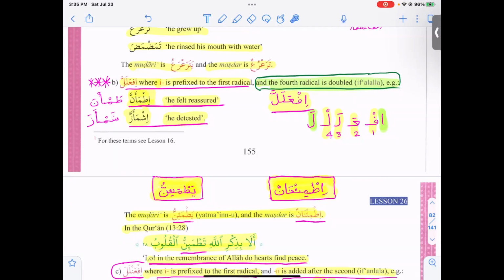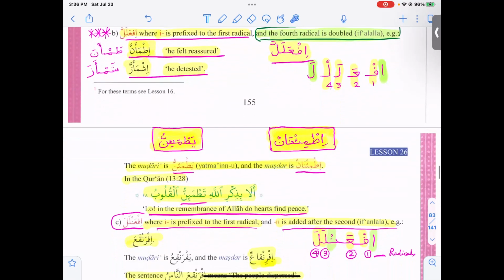Remember, also in Urdu, in Farsi, I'm sure, in Bengali, this must be used. See, I have written here, the mudari' is yatma'innu, and the masdar is itmi'nan. I wrote it in a bigger handwriting. In the end, the noon got broken; the shadda was broken into two noons. So it became itmi'nan. Remember, itmi'nan.